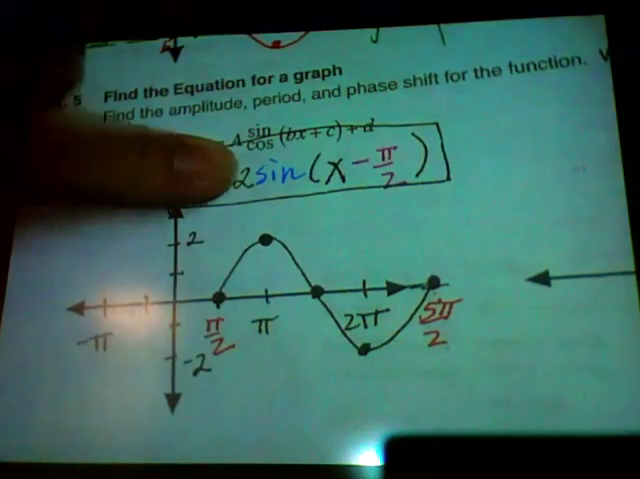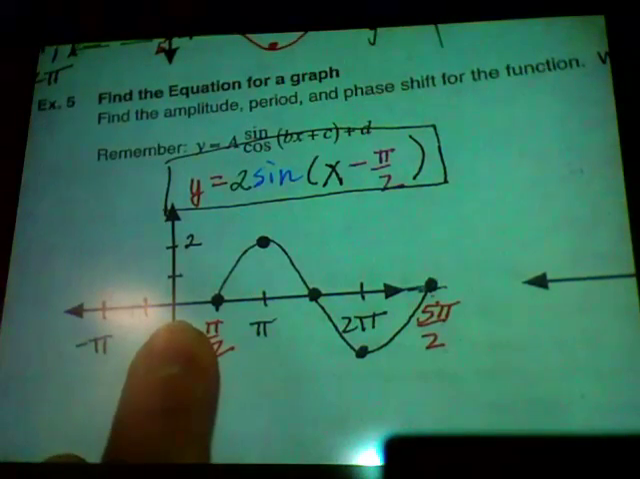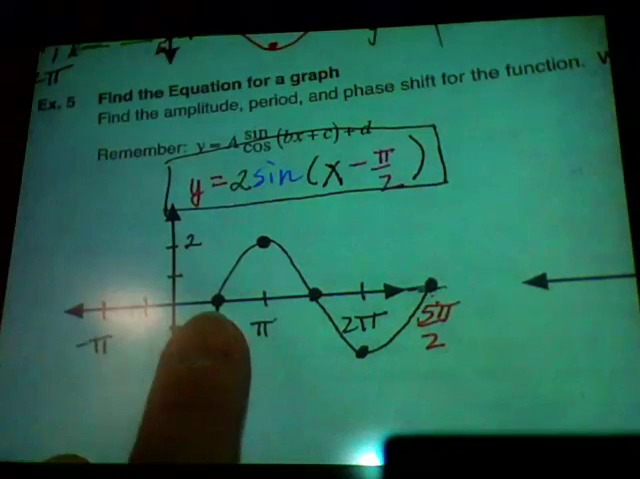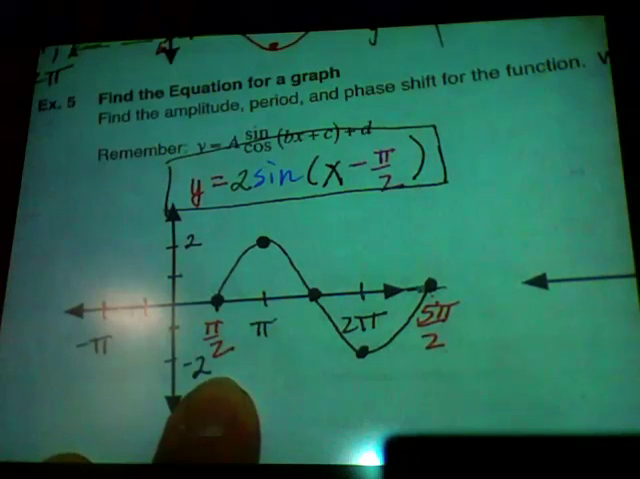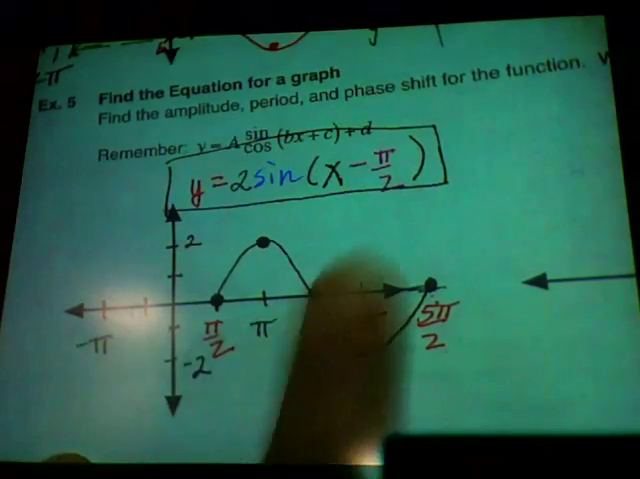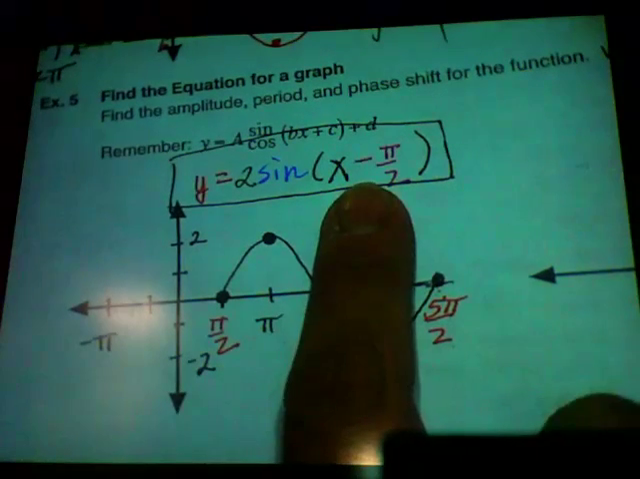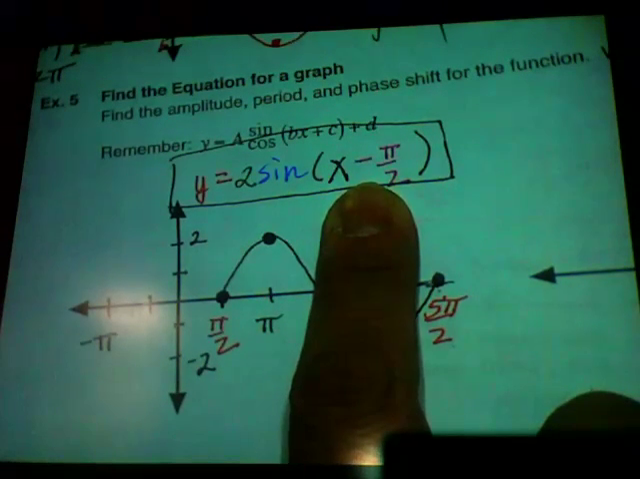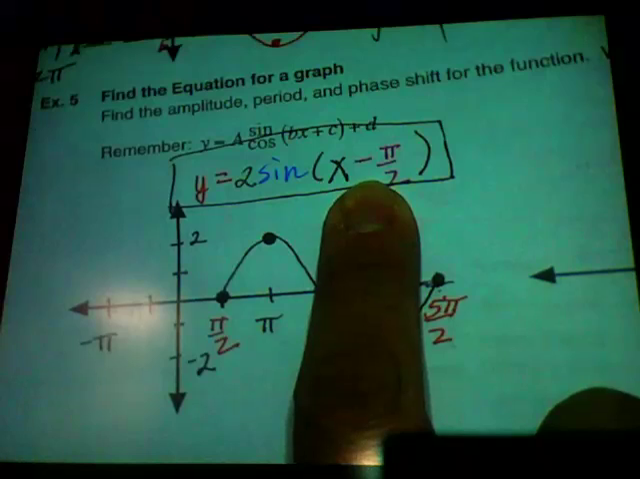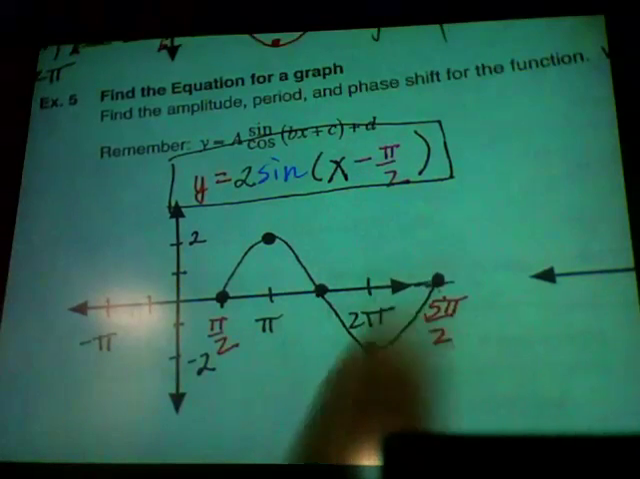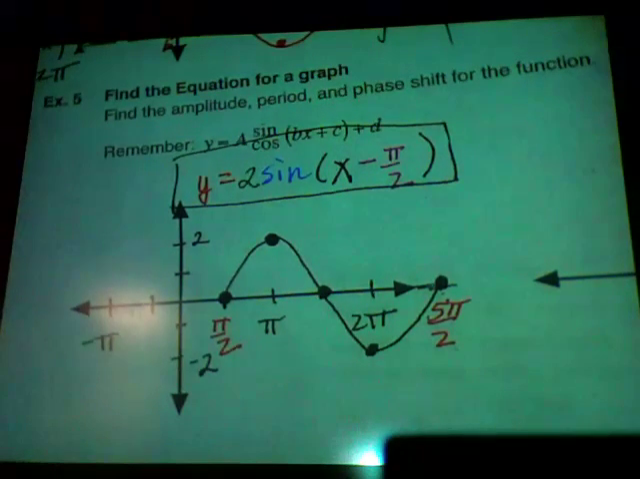Then the other thing you noticed is, oh wait, it didn't start here at 0. How far off from 0 is it? 1/2 pi, right? And it moved to the right. Moving to the right is inside parentheses and opposite sign. So the opposite sign of right would be negative and pi over 2. Little pieces, baby steps, take it a piece at a time. Look at the next one.